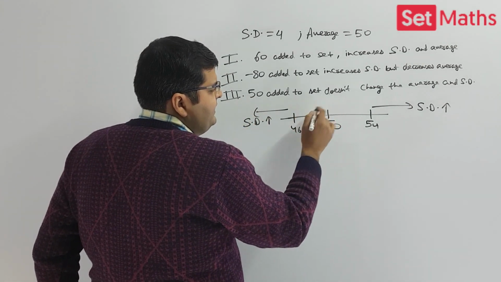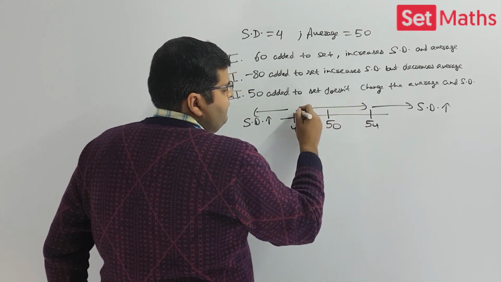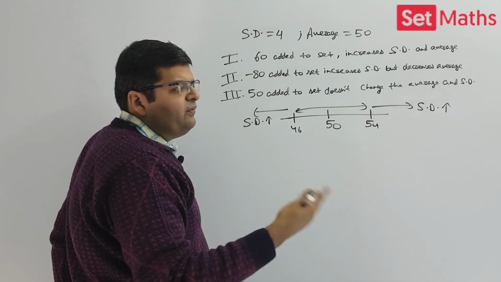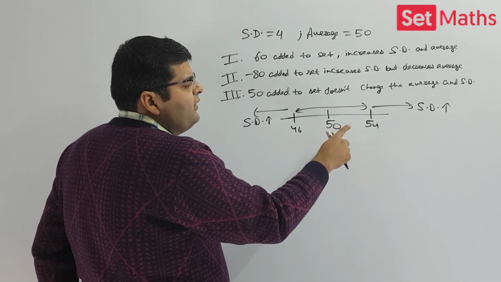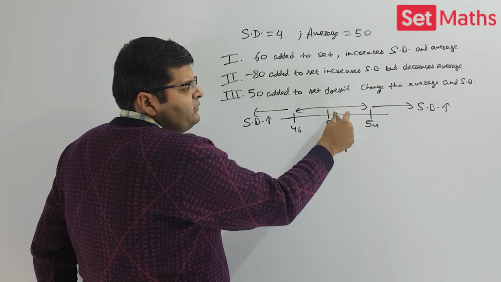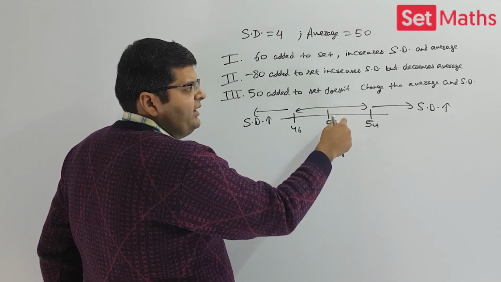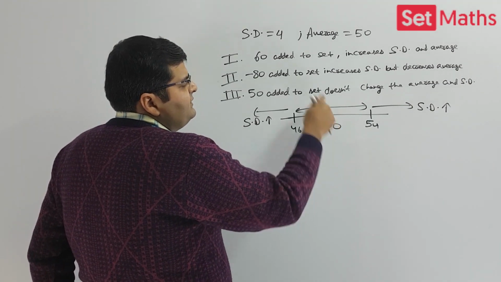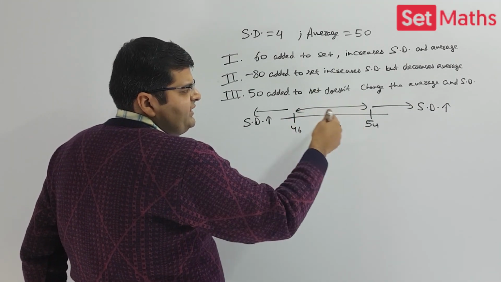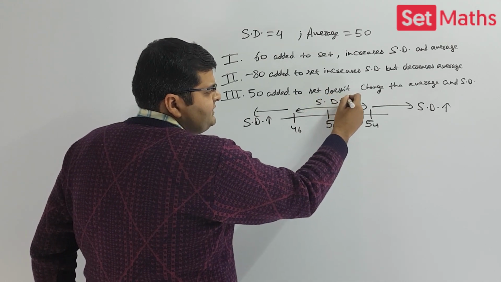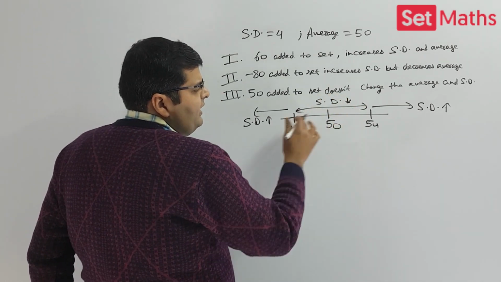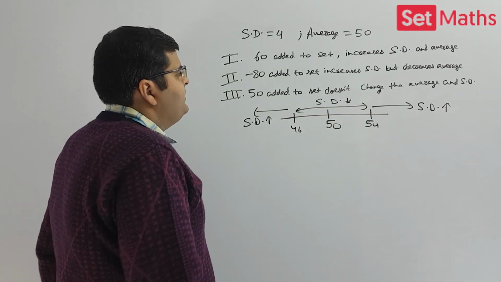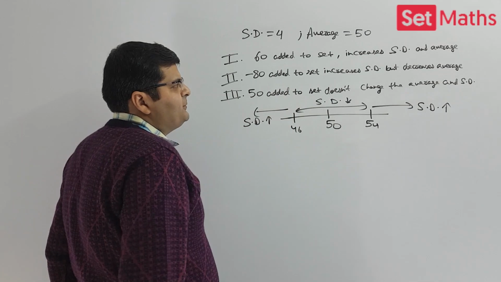Now similarly, any value lying between 46 and 54 will be at a distance of less than 4 from the mean. Let's say the value is 52. So 52 is 2 units away from the mean, rather than 4 units, which is the standard deviation. If the distance is less than the standard deviation, it will decrease the standard deviation. So any value lying between 46 and 54 decreases the standard deviation. Now based on this information, we'll move to the options.